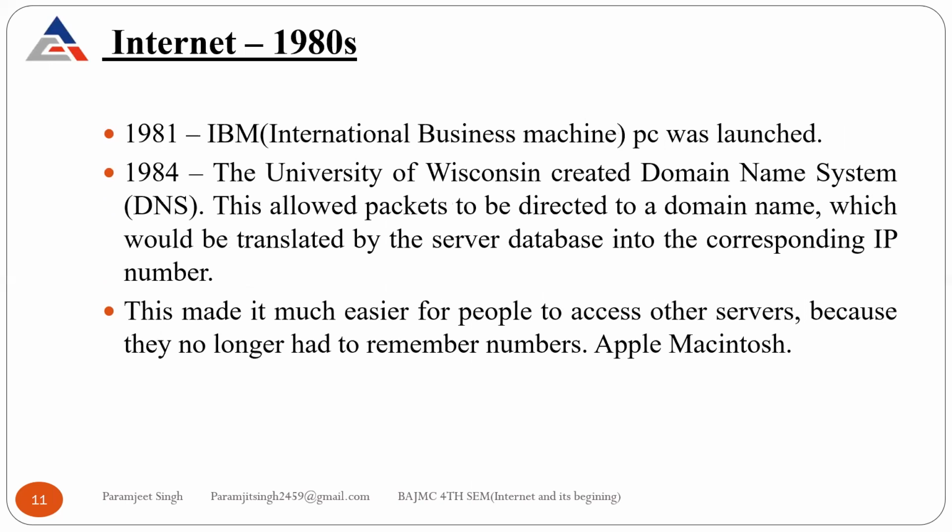So at that point of time, when any information traveled on the internet, it was in the form of packets sent to the specific domain name. In 1984, the domain name system was developed by the University of Wisconsin, and the server database would translate the name into the corresponding IP address. They would send the data directly to that IP address or IP number only. And this made it easier for people to access other servers as well, because they didn't need to remember the numbers.